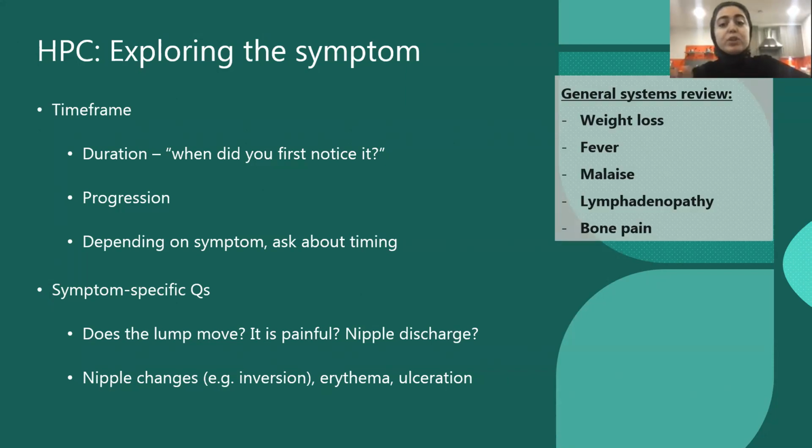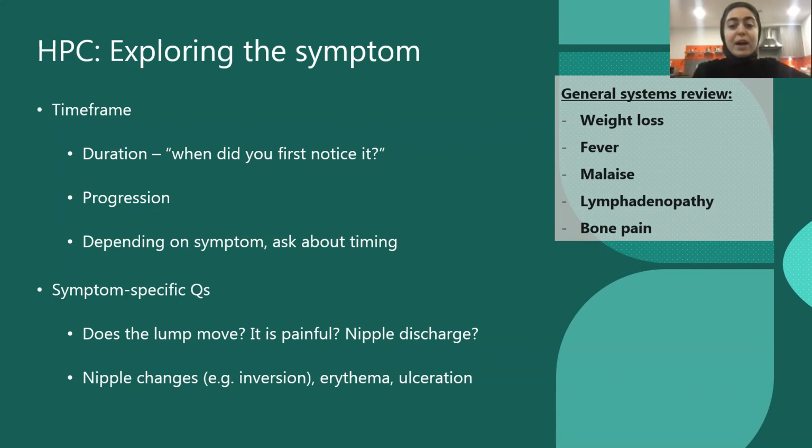Next, you move on to your general systems review. So you try to signpost and say, now I'm going to ask you a few general questions. It might not be directly related to you, but it's important for us to know. Then, because you're moving to another component of your history taking, start again with an open question. So how have you been feeling in yourself lately?